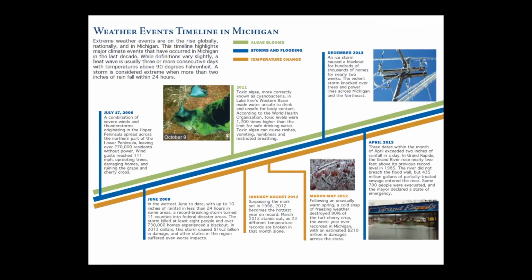Now, in terms of these extreme weather events, this is just a timeline. Again, this PowerPoint will be available to you, so you can look through it and see it in a little more detail. But you can see they're looking at the algal blooms, storms and flooding, and temperature changes that have happened throughout the years starting in 2006, and this is just for Michigan.